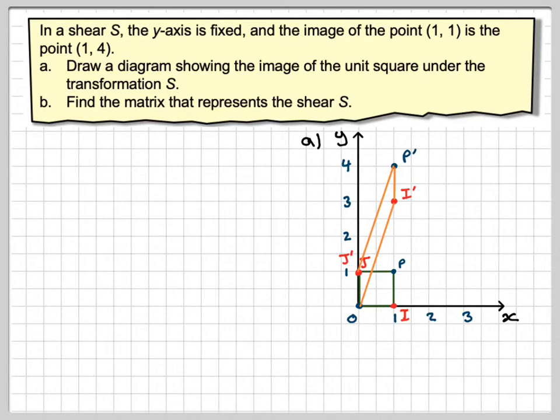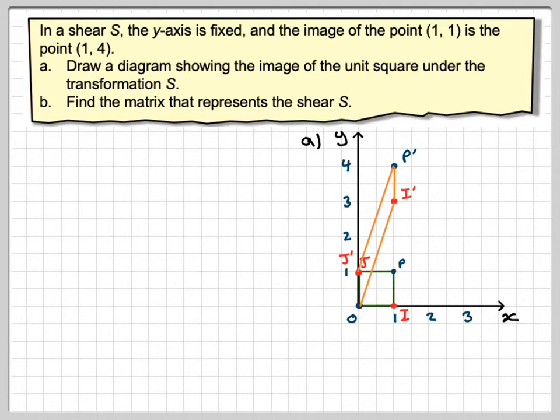This is called a shear. If we look at the point I, for I to I dash, that's gone up 3 units, and it is actually 1 away from the axis. 3 divided by 1 is 3, so that gives a shear factor of 3, and we can see the gradient of this line is actually 1/3.